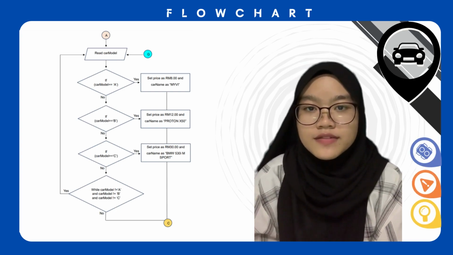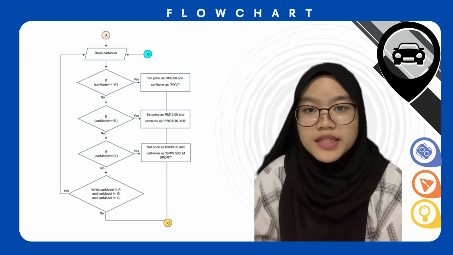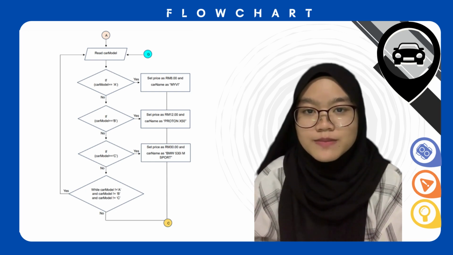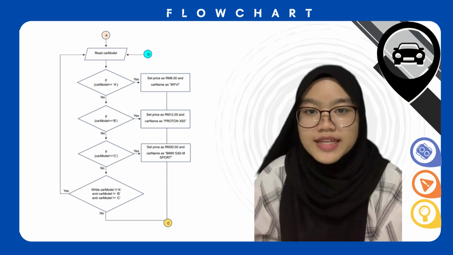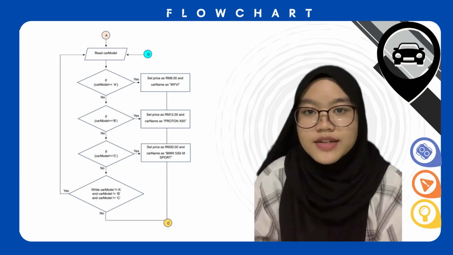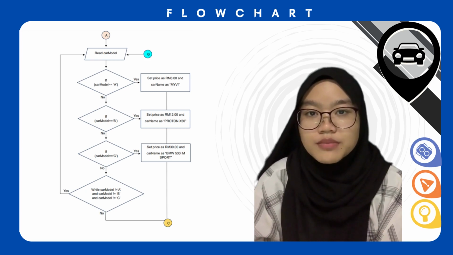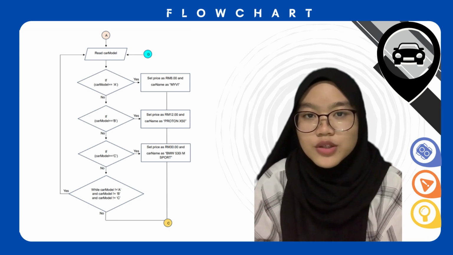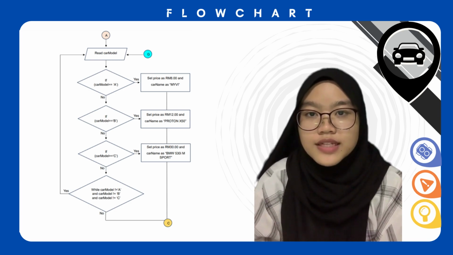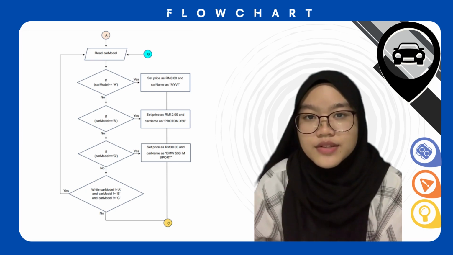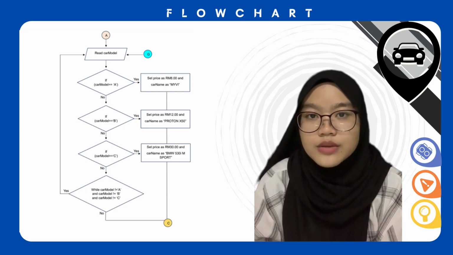If the user enters 5-seater, then only car model A, B, and C can be the options for the user to choose. In this part, we also use the nested if. If the user enters car model A, it will set the price as 8 ringgit and display myVi. Then if the user enters B, it will set the price as 12 ringgit and display Proton X50. Next, if the user enters C, it will set the price as 30 ringgit and display BMW. If the user enters other than A, B, and C, it will repeat the process and the program will read back to the car model.